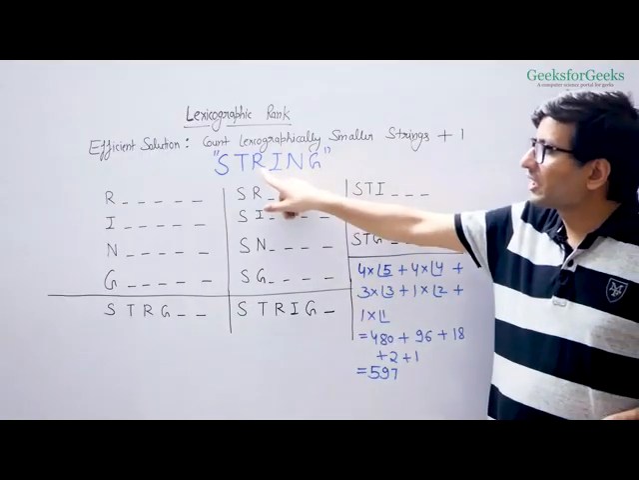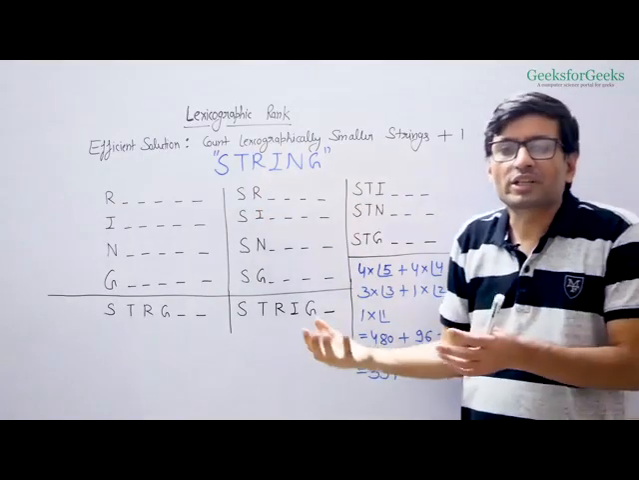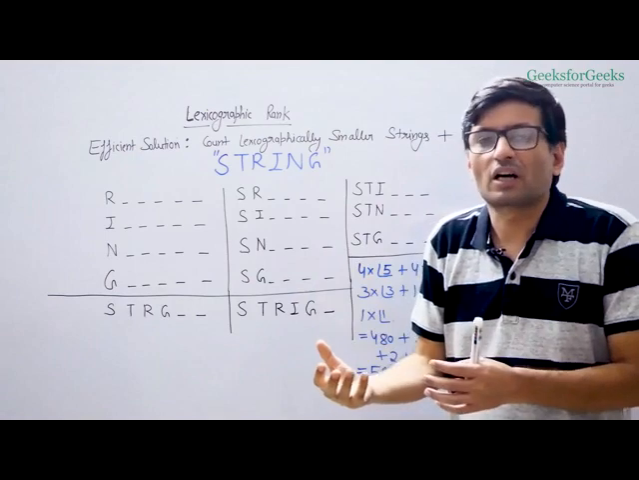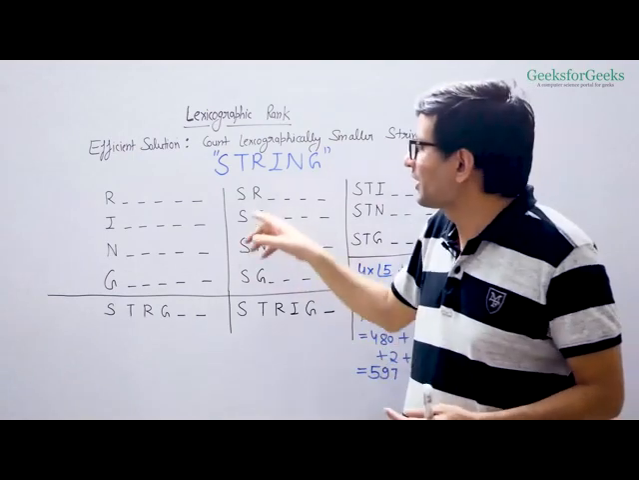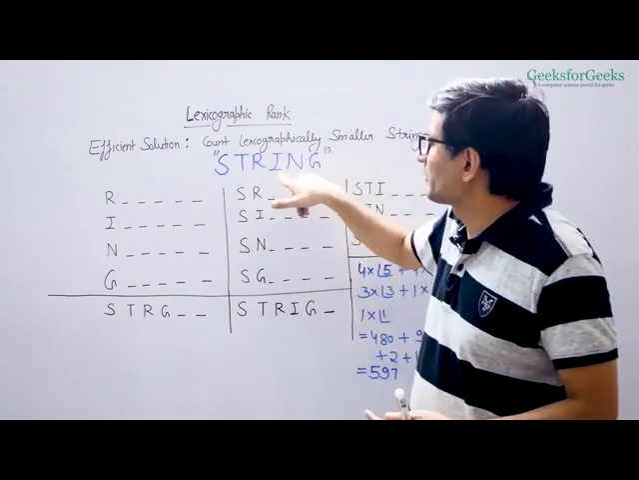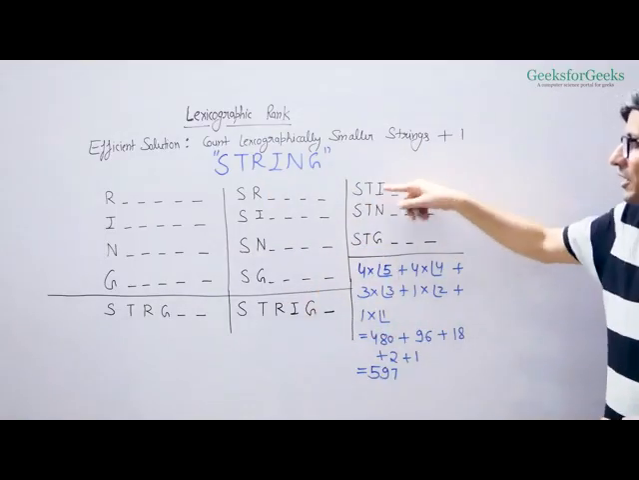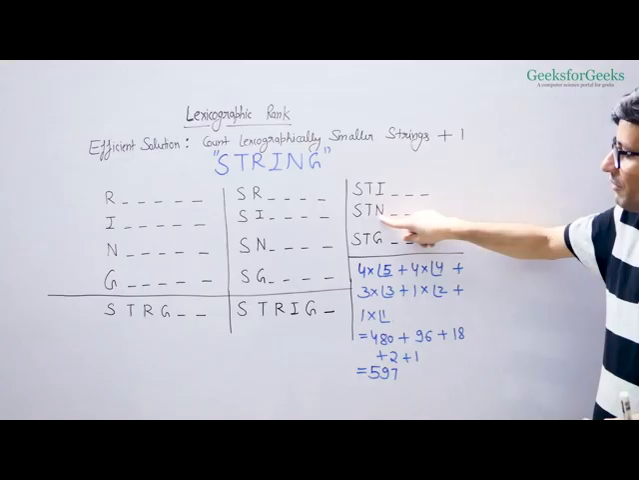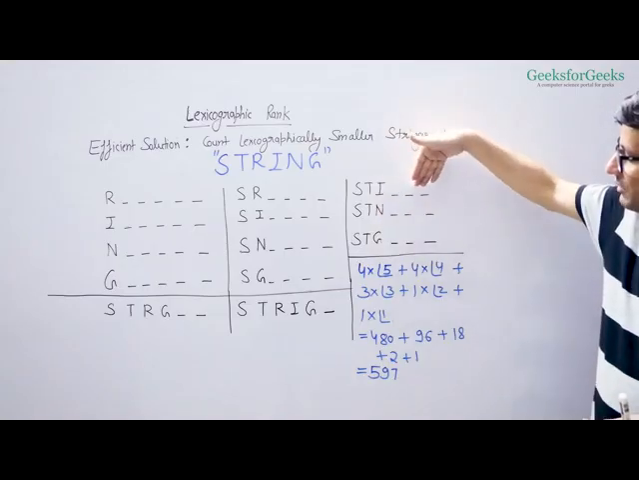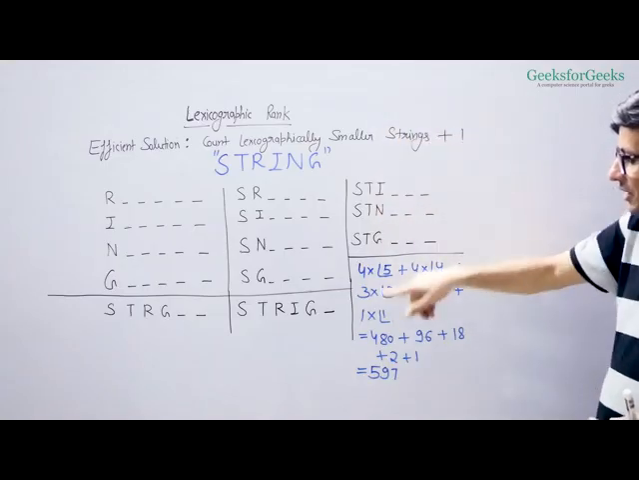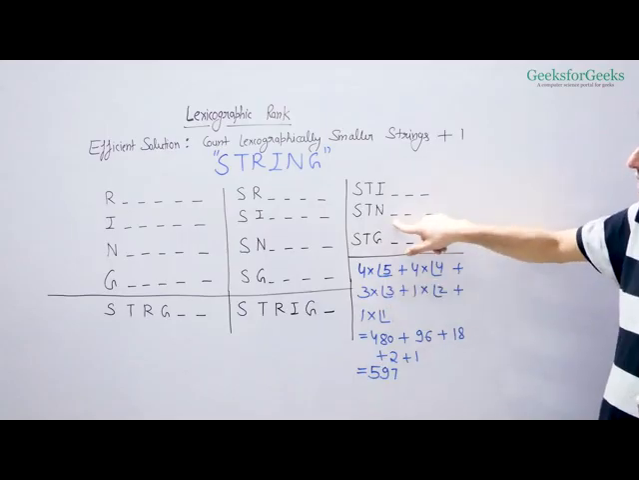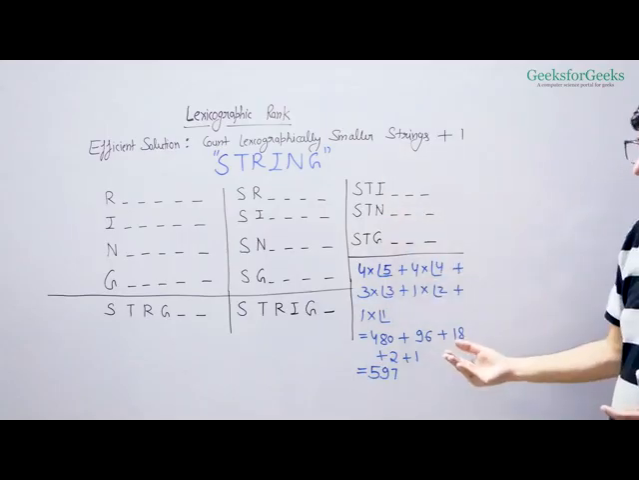Now we have the third character R, and we count how many characters on right of it are smaller than this, right? So right of R, we have 3 characters, all 3 are smaller. So we have 3 into factorial 3. We can replace R with I, with N, with G, and then we can have 3 factorial 3 permutations. So this is the count we get when we replace R with smaller characters.